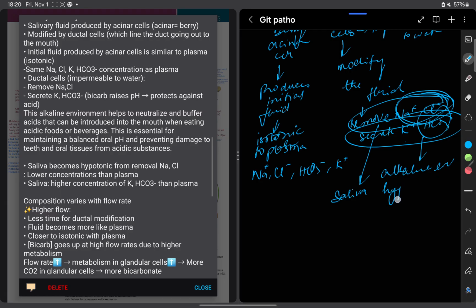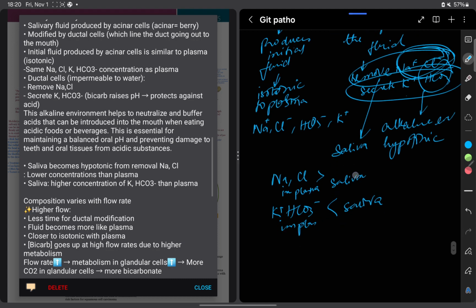Saliva is hypotonic now. Earlier Na+ and Cl- were there, and now they are removed from the saliva. So Na+ and Cl- are more in plasma than in saliva. Alright, and the opposite is true of K+ and HCO3-. K+ and HCO3- are less in plasma and more in saliva.